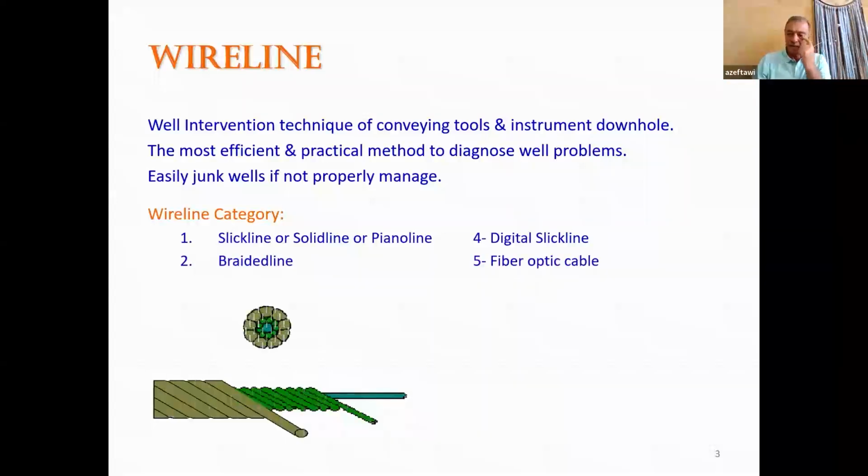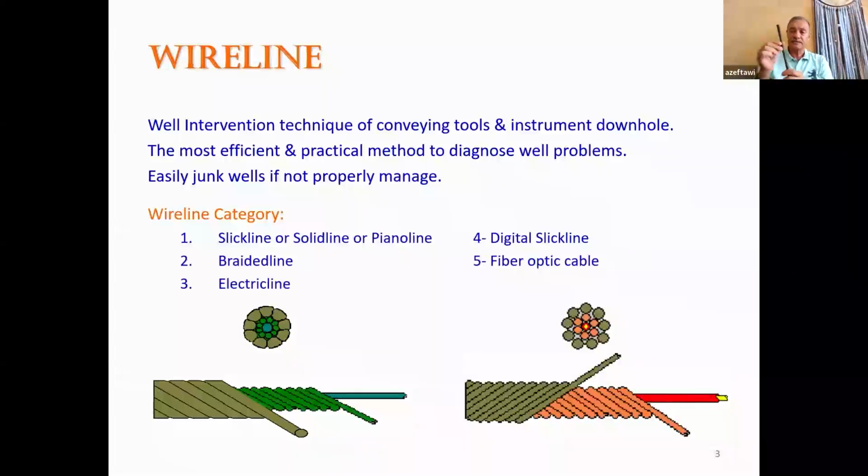The braided line is a multi-strand wire, and we have an E-line. An E-line is also a multi-strand wire, like this one, but I wonder if you notice there is a cable inside. Maybe you will not be able to see it clearly, but there is a cable inside. It's a multi-strand wire, as you see here.